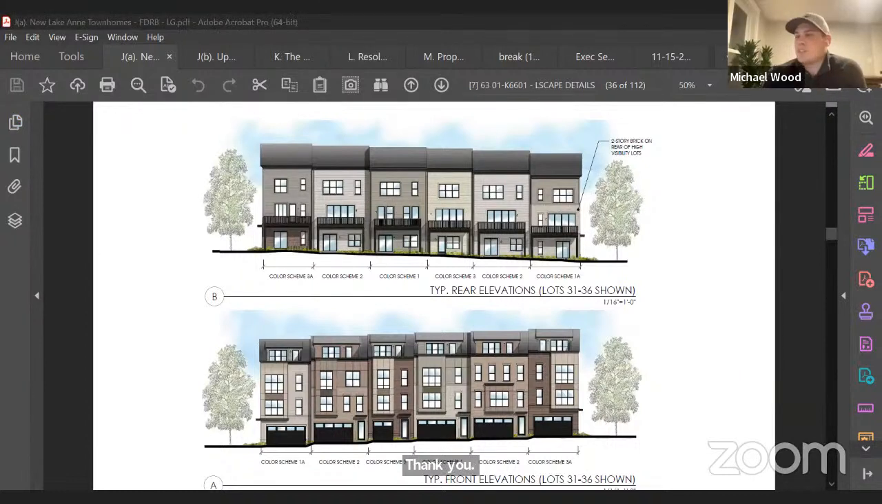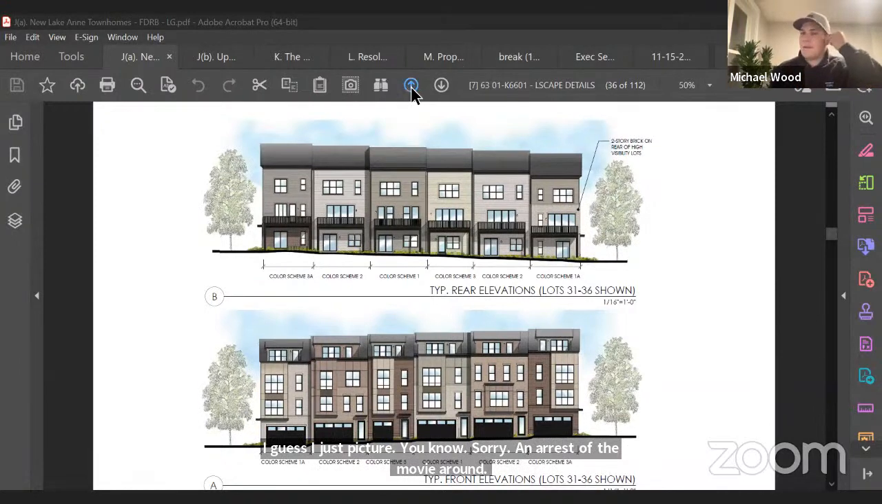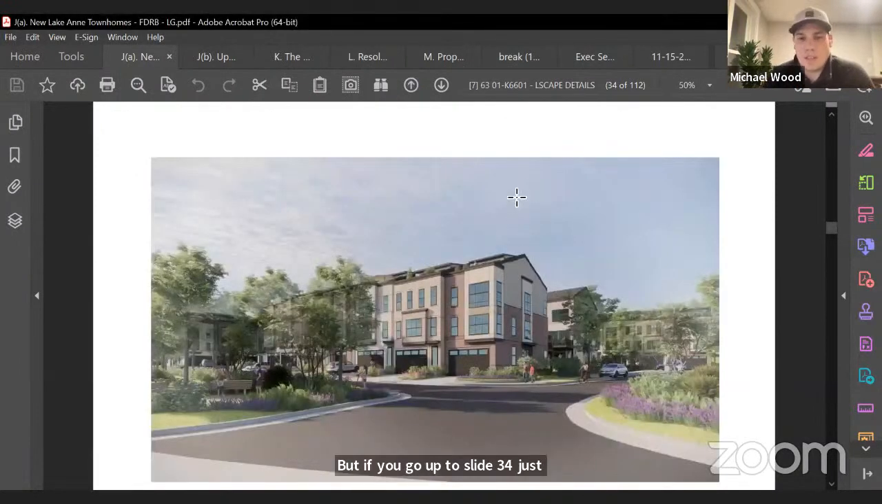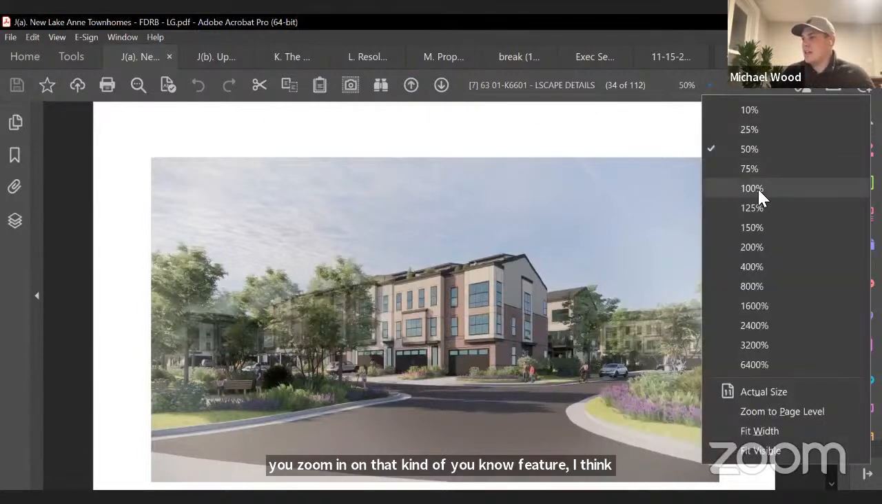Yeah, I guess I just picture, sorry, I interrupted to move you around, but if you go up to slide 34, just up 2 real quick. So yeah, if you zoom in on that feature, I think this rendering is very well done and it shows it.